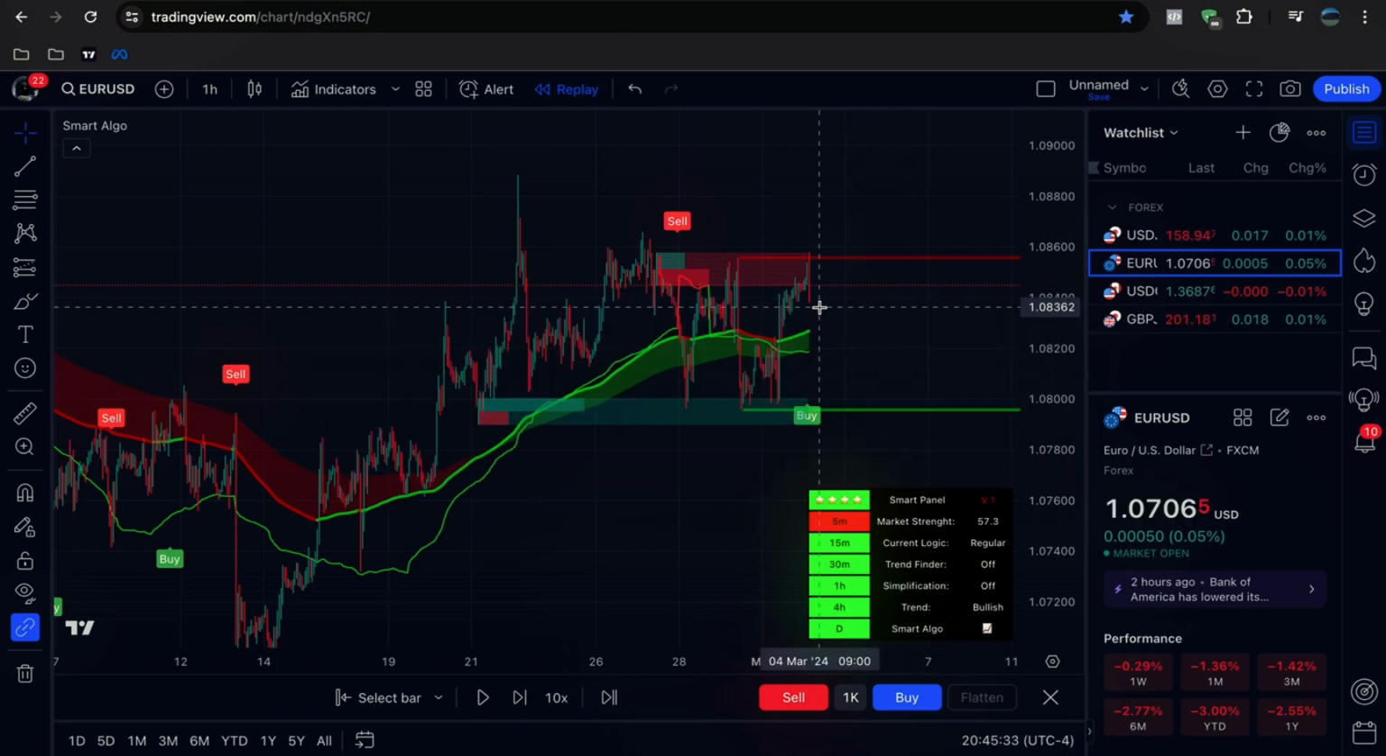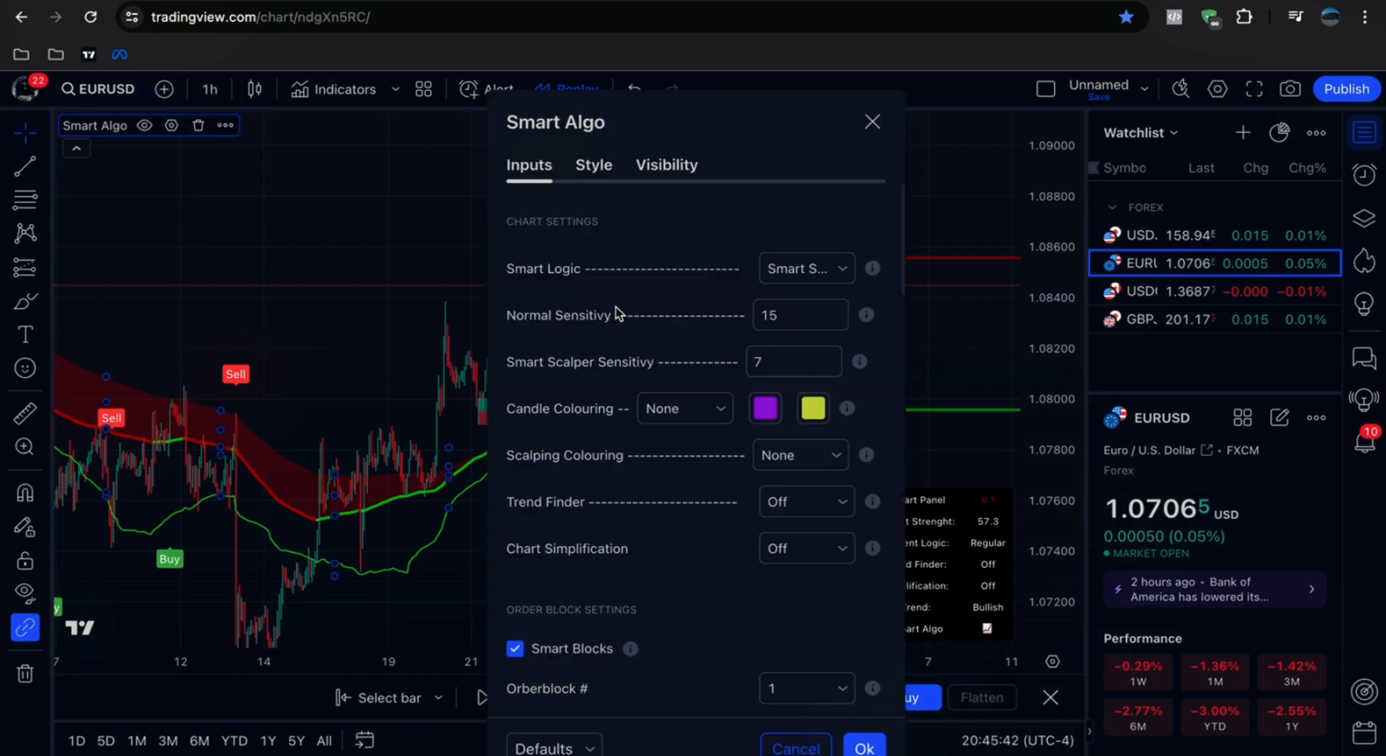Alright guys, so once you have the Smart Algo indicator activated, what you're going to do is follow these exact settings that I have activated right now. Since we're on a higher time frame, our smart logic is going to be on smart signals. If you're looking to trade the lower time frames, such as the 1 minute, 3 minute, 5 minute time frame, we highly recommend you go with the smart scalper mode.